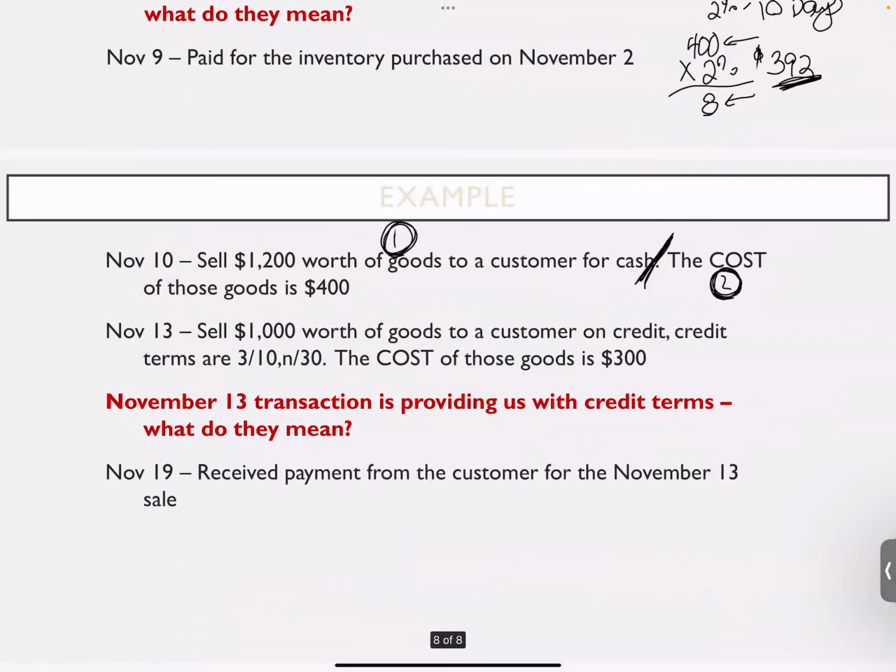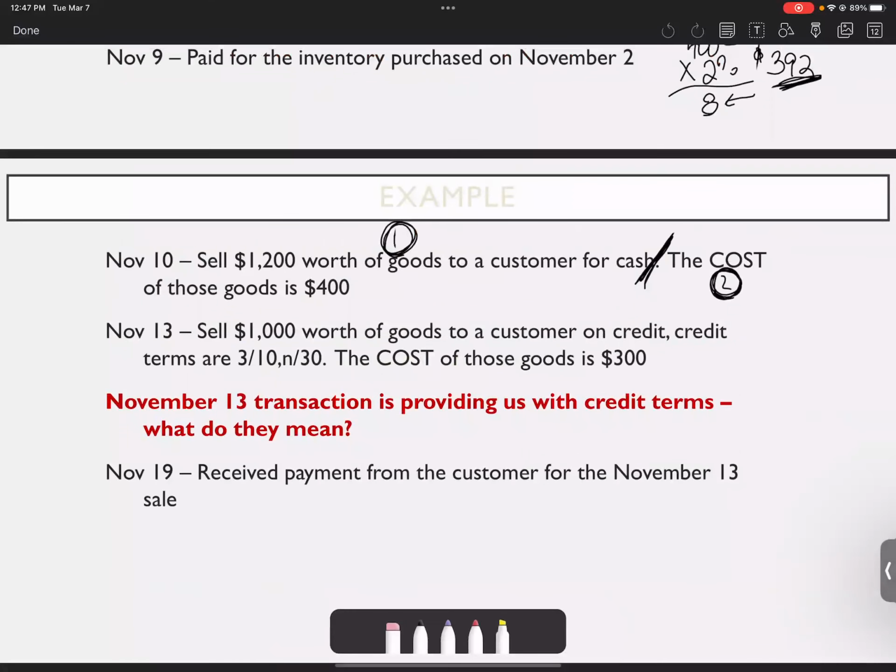Again, we were given credit terms, just like we were given credit terms when we bought. Now we're telling our customer that these are your credit terms. We're going to get to that in a second. But let's talk about, that was the first piece, the sale piece.